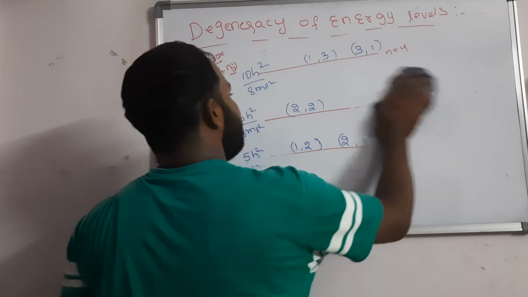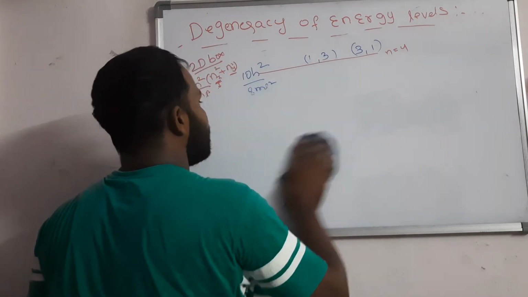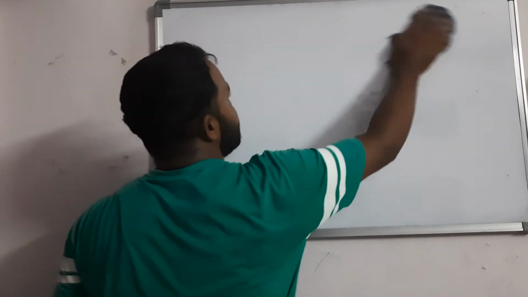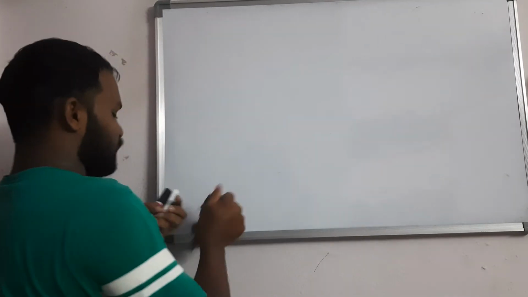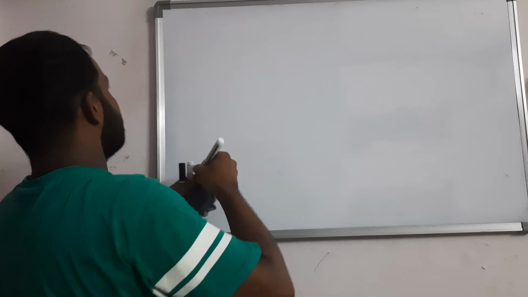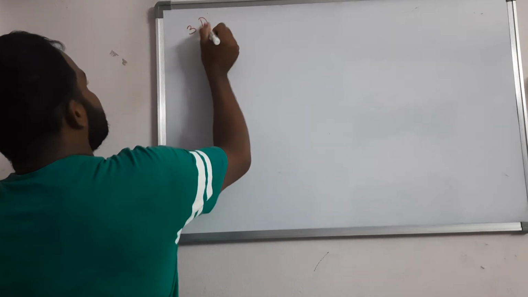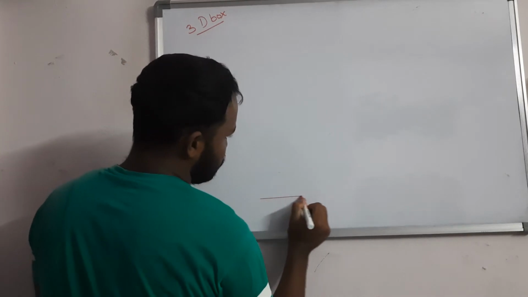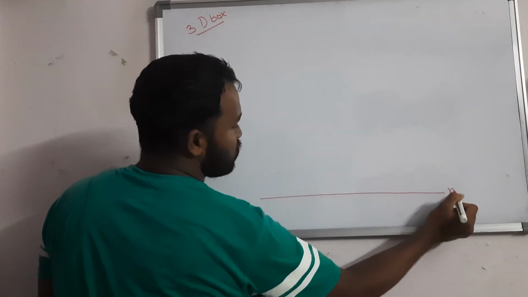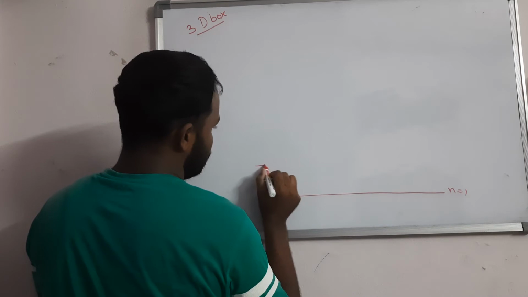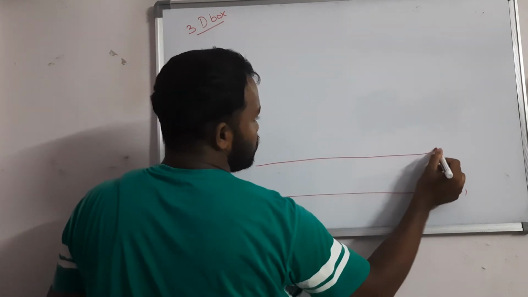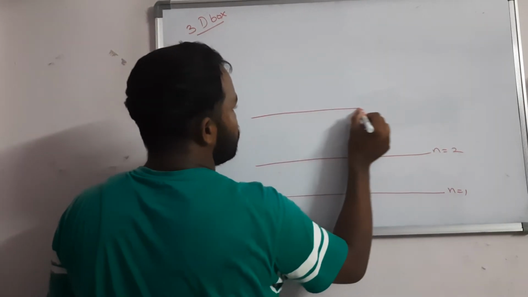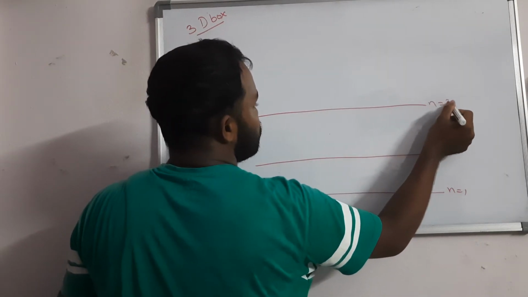So next, very very important for competitive exams and semester exams. The energy degeneracy of 3D levels, 3D box, right? 3D box, very very simple and easy. n is equal to 1, n is equal to 2. So next, n is equal to 3.